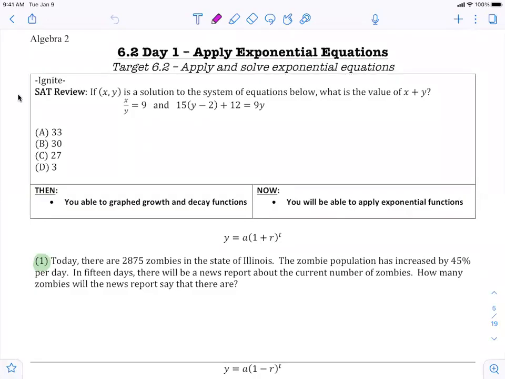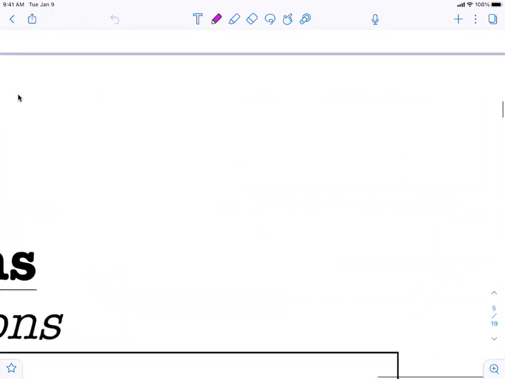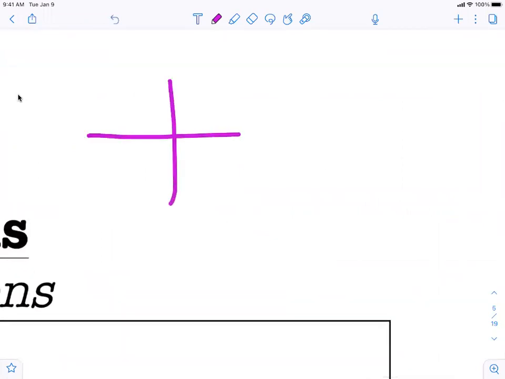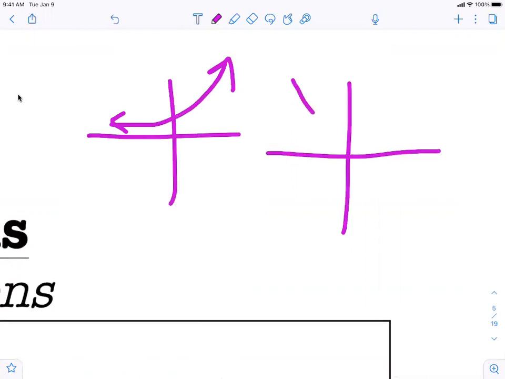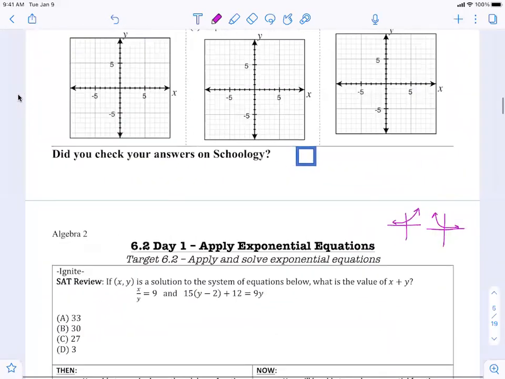Hello, everyone. Today we are going to be moving on to our next target, which is all about applying exponential equations. So we just spent a day all about graphing them. We know that if it looks like an exponential growth problem, it gets large really fast. And if it's a decay problem, exponential decay gets really small really fast. And it's all based on the rate.